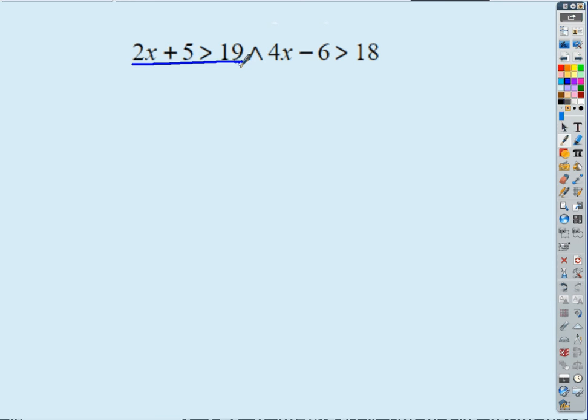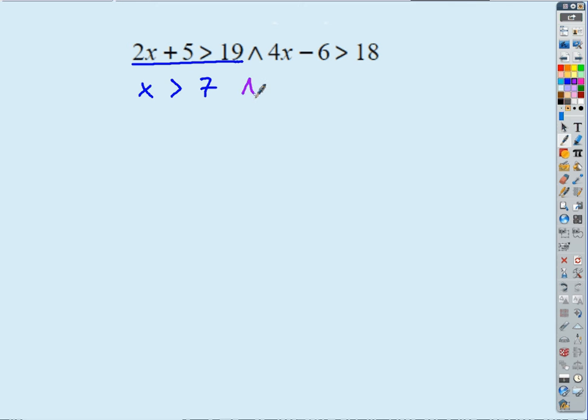What are the 2 steps to isolate the x? Subtract 5 and then divide by 2. See if you can do the mental math on that. What's that going to give you? If I subtract 5 from 19, I get 14, and I divide by 2? 7. Okay, so I'm going to get an x on this side and a 7 on that side. Was there any reason to flip the inequality? No, I divided by a positive, didn't I? So I'm fine. So one solution is x is greater than 7.